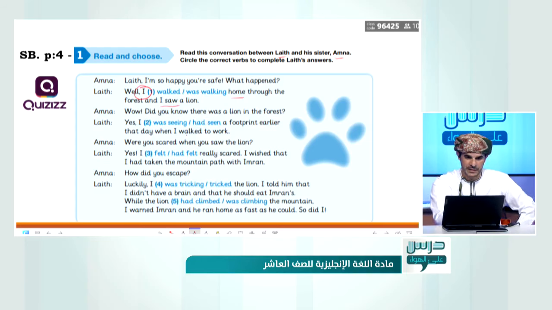Number 2, was seeing. Do we say was seeing or had seen a footprint earlier that day when I walked? Another verb here. Number 3, I felt or had felt really scared. A completed action in the past. Number 4, was tricking or tricked the lion. The verb trick, you do it just once. So why continuous? Well, the lion had climbed or was climbing the mountain. So 2 actions, one long action and one short one.